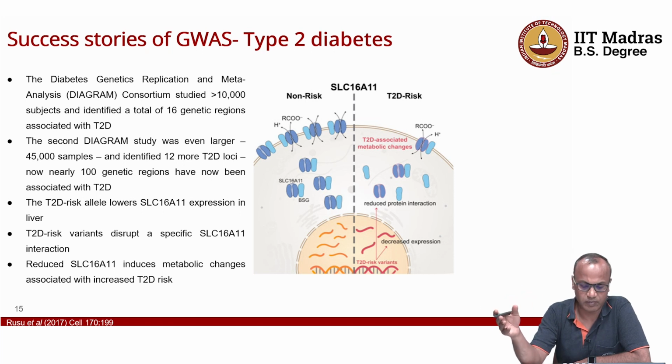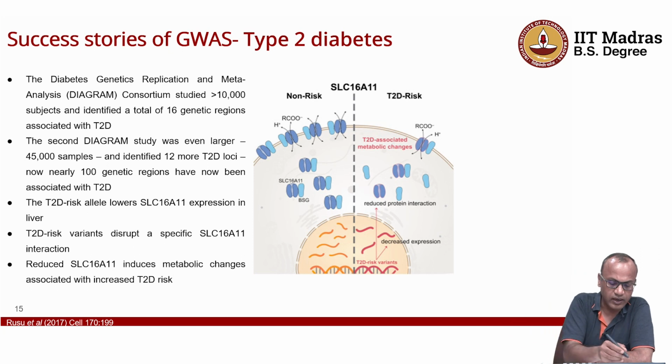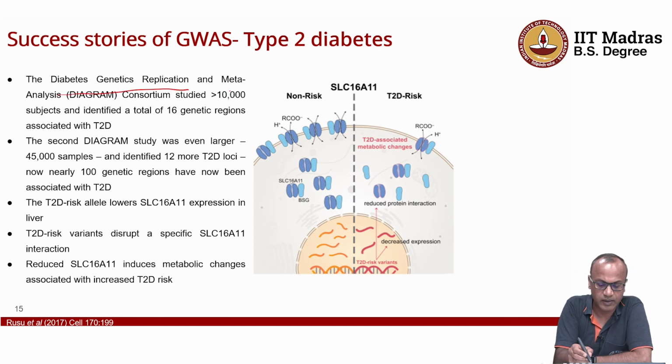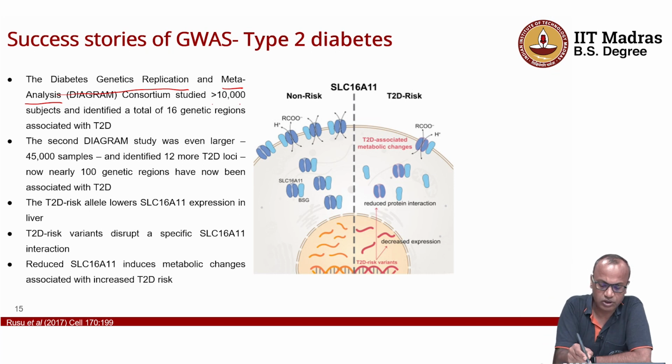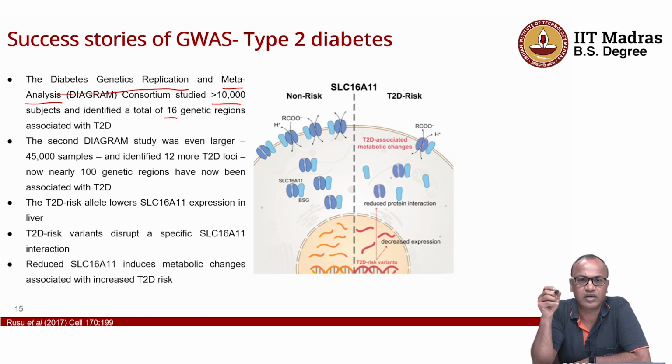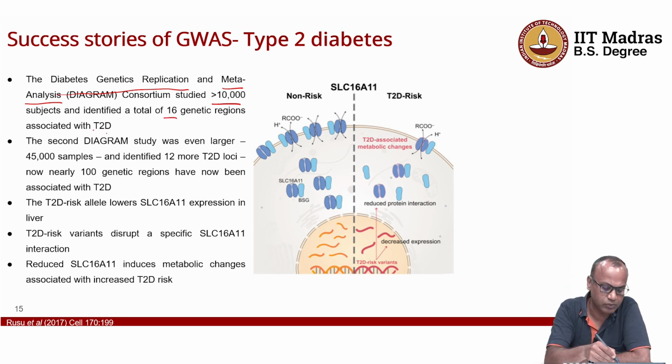India is fast becoming one of the epicenters of type 2 diabetes. And we do know a lot of genes involved in type 2 diabetes due to a large number of genome-wide association studies that have been done. So there was a diabetes genetics replication and meta-analysis. Meta-analysis is an analysis where several genome-wide association studies are pooled together. This consortium studied more than 10,000 subjects and identified 16 genetic regions that were associated with type 2 diabetes.